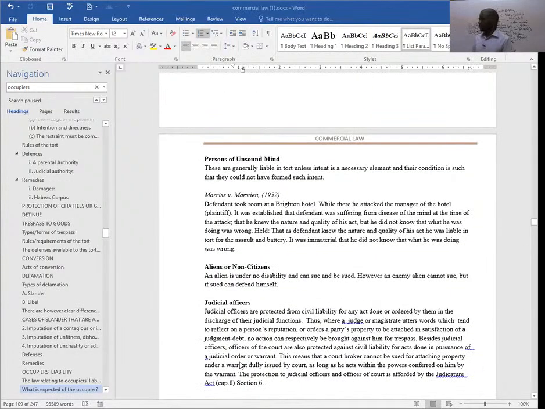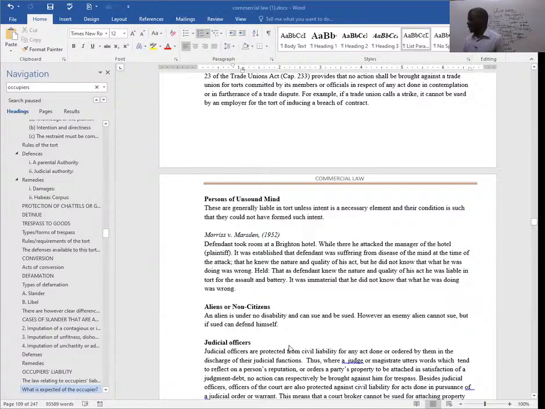So aliens, what about aliens and non-citizens? Aliens are basically foreigners in countries of which they are not citizens. An alien is under no disability and can sue or be sued. However, an enemy alien is a foreigner who is, for example, in our country, Kenya, while we are at war with that particular country. So if Kenya is at war with the Democratic Republic of Congo, all those citizens from the DRC who are in Kenya will be known as enemy aliens. They are foreigners in a country from an enemy country. So the DRC becomes an enemy country because we are fighting with the DRC.